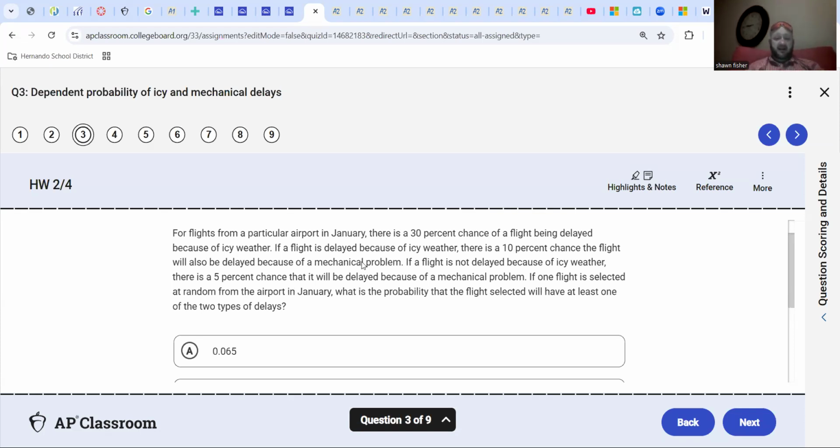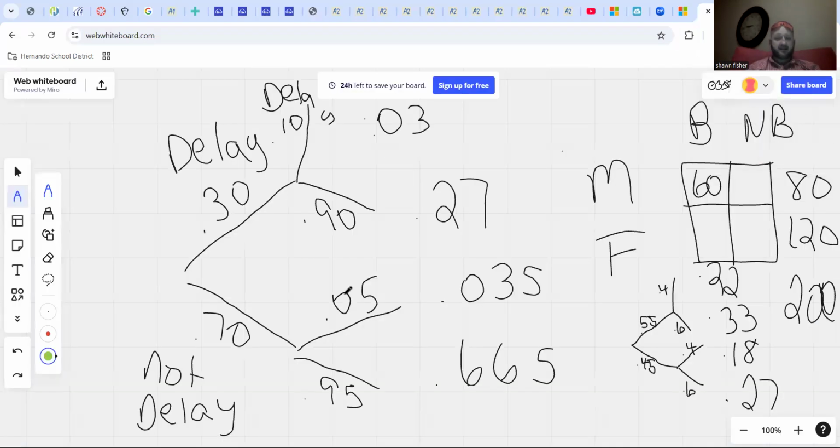Okay. If the flight is not delayed, so now I'm on the 70% side, and I'll show you a diagram of that in just a second, there's a 5% chance it will be delayed because of a mechanical problem, which means 95% it won't be delayed because of a mechanical problem. So that tree diagram looks like this.